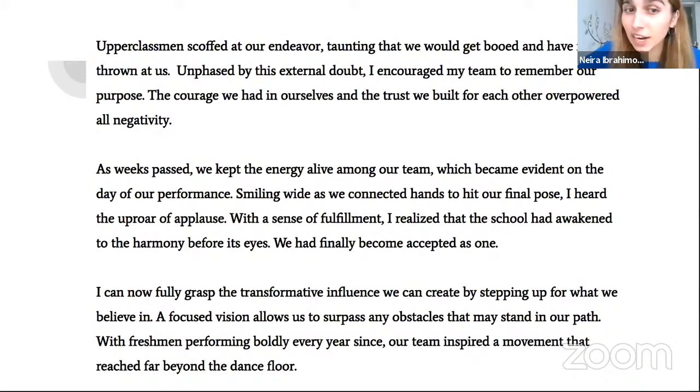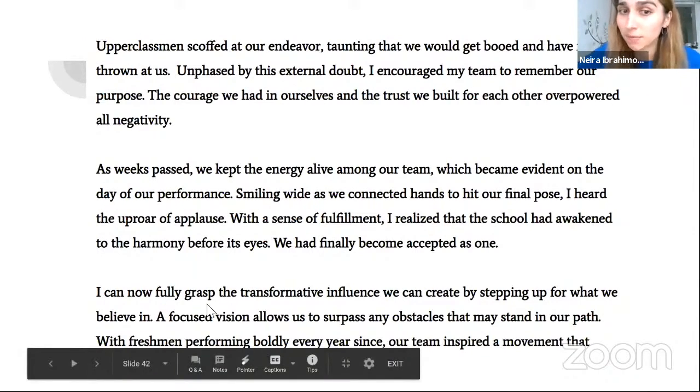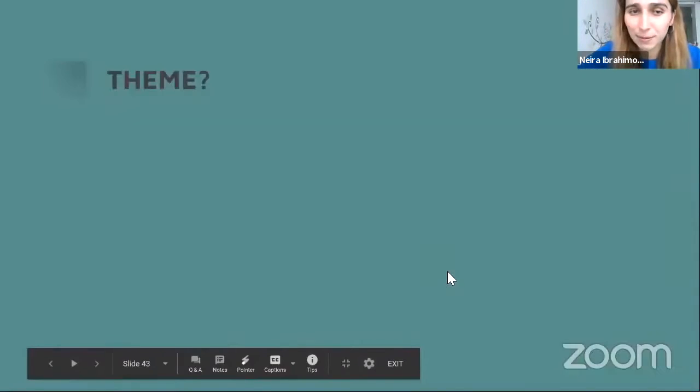So yeah, it is very much focused on unity, but the essay is not about that. It's about taking initiative and facing the challenges that come with that. And then what do I end with? I end with a reflection. I learned about the influence you can create by making those small steps in what you believe in. Beautiful.